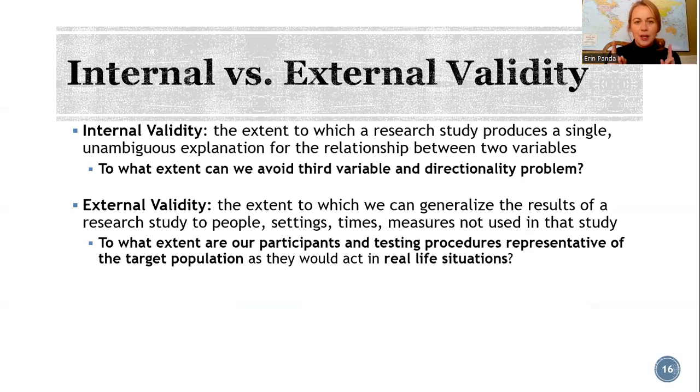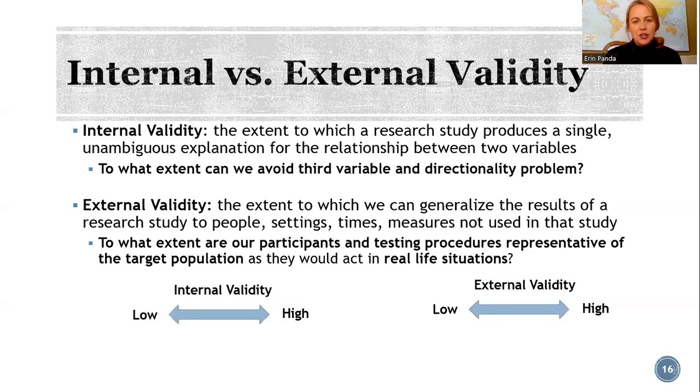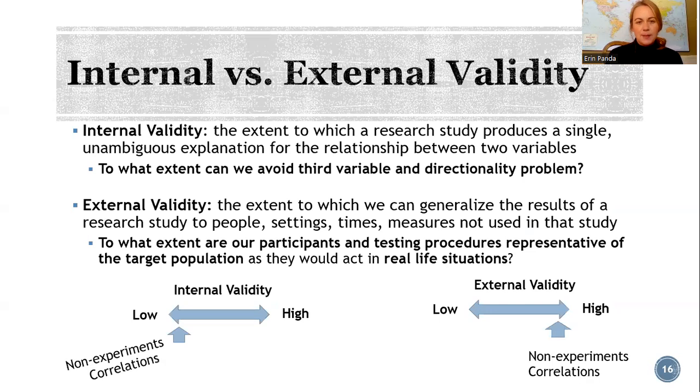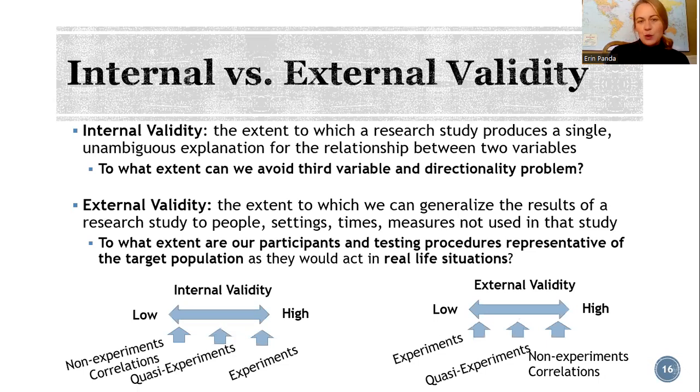Feel free to pause the video, read this, and go back to the videos where we talk about it. If we treat internal and external validity as a scale, non-experiments and correlations both tend to be low in internal validity, but high in external validity. Experiments are the opposite, and quasi-experiments, which we'll be talking about in the next video, tend to fall somewhere in the middle.